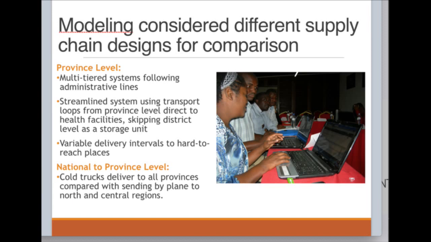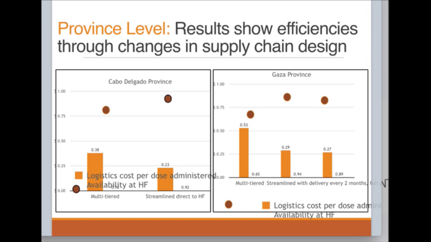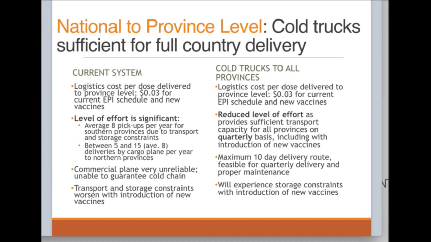So this is what we found. In Cabo Delgado province, we found these efficiencies, as you can see. The multi-tiered model was having a 76% availability of vaccines at a cost of 38 cents per dose administered, when the streamlined was costing 23 cents at 92% availability at the health facility. In Gaza as well, which was the province of the south, we had similar results, as you can see, and more efficiencies were found in streamlined deliveries. At the national level, we found that using the trucks to deliver and not using the airplane was a more efficient system.